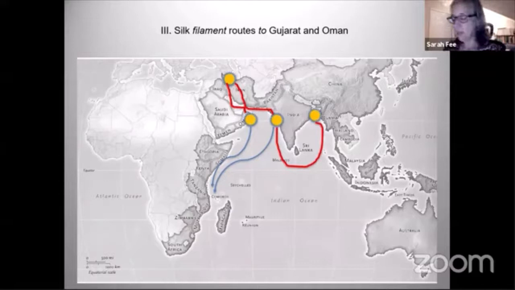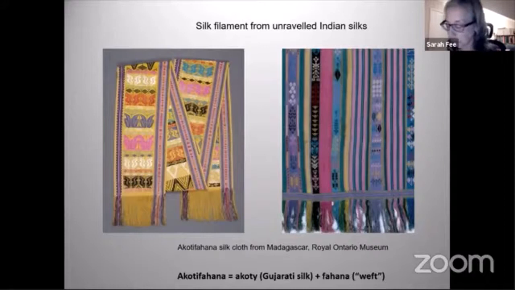Now, there's been a long ongoing debate for many decades about whether imports into Eastern Africa deindustrialized it or actually stimulated weaving. And what I have found in terms of silk is that, to a certain extent, it stimulated weaving in some times and places. Both along the Swahili coast and in Madagascar, weavers unraveled imported silks and used the thread to make their own cloth.